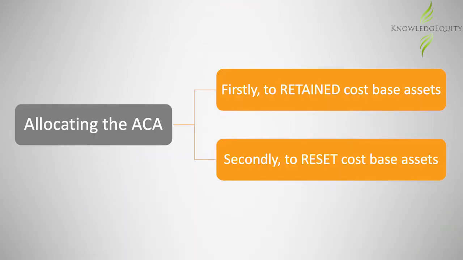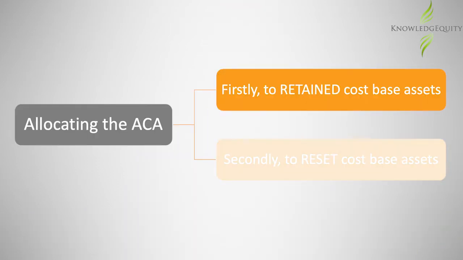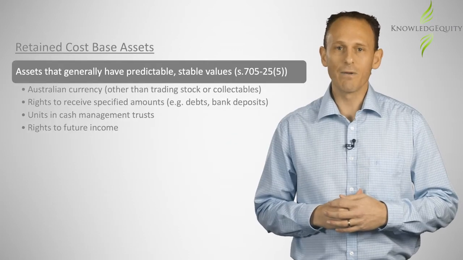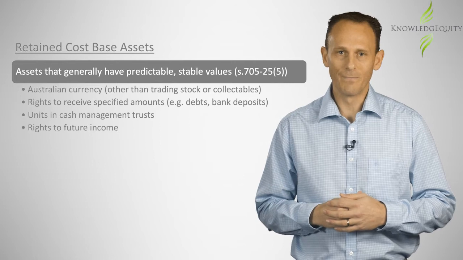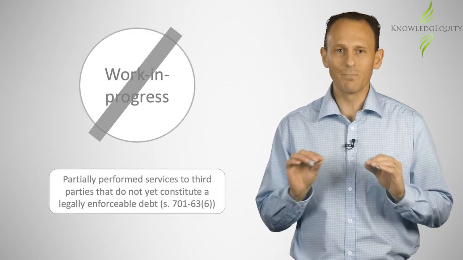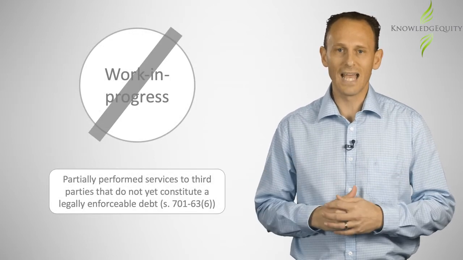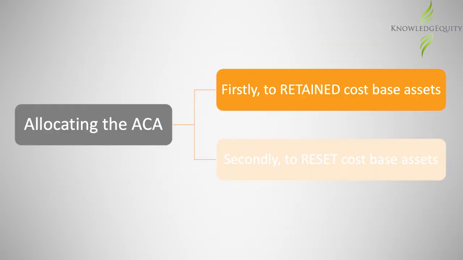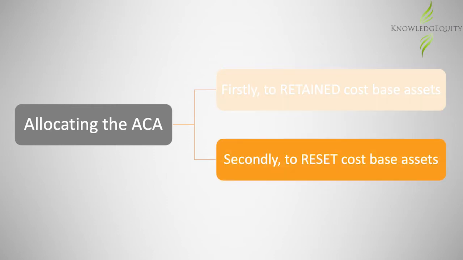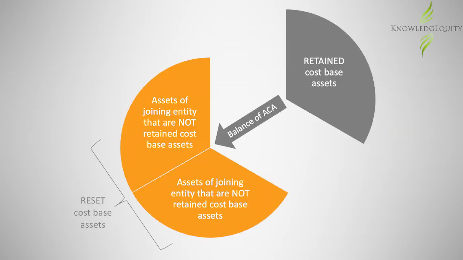The first part of this process is to allocate the ACA to retained cost-based assets. These are basically assets that have a predictable, stable value. Note that work in progress is explicitly excluded from being a retained cost-based asset. After the portion of the ACA attributable to retained cost-based assets has been carved out, the rest of the ACA can be allocated to reset cost-based assets. These are all of the assets of the joining entity that are not retained cost-based assets.